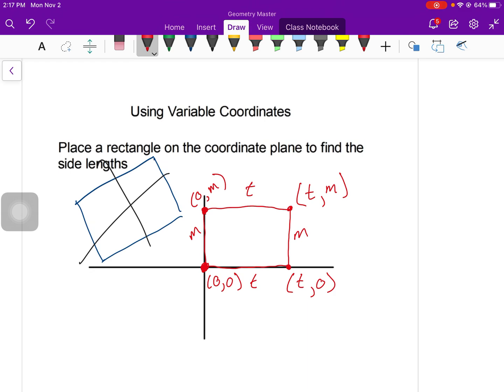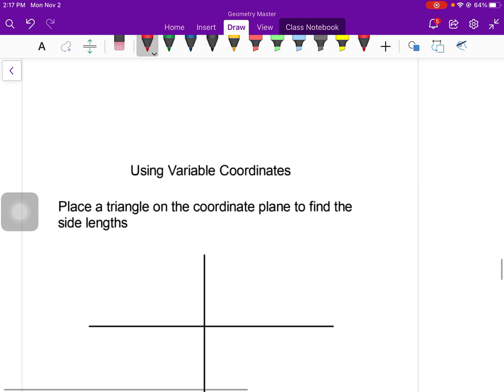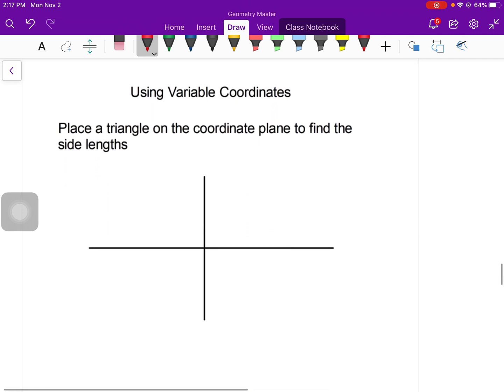Okay, so that's what it means by placing a rectangle on the coordinate plane to find side lengths. You put it wherever you want, whatever makes your life easiest, and then you use variables to represent the sides. The same can be said about a triangle. Place a triangle on the coordinate plane. The easiest triangle would be a right triangle, because then I would do the same thing I just did, where I go here, here, here, and here. That was a terrible job tracing. All right, this would be the absolute best.